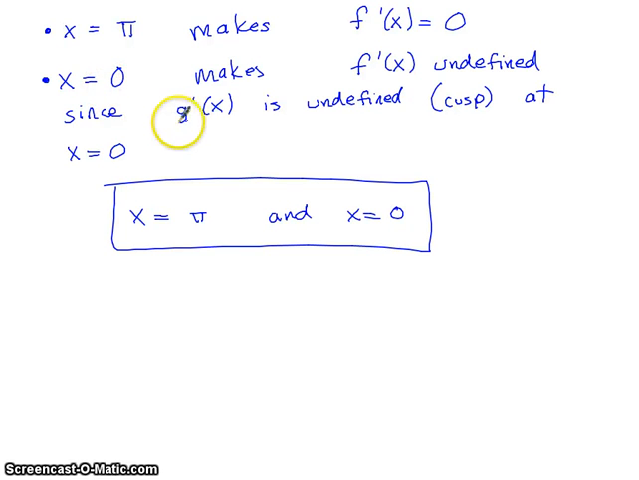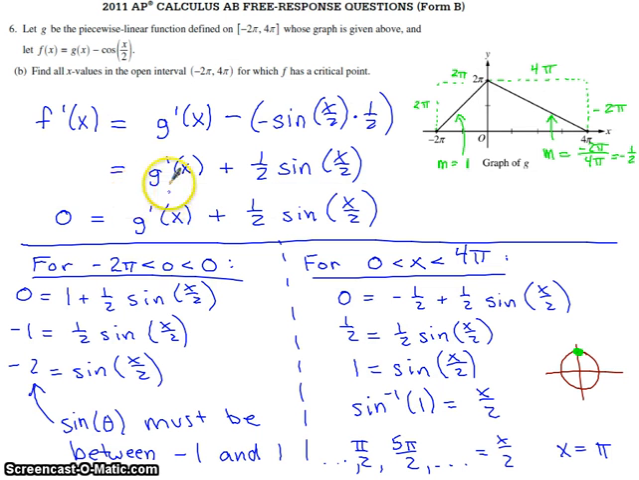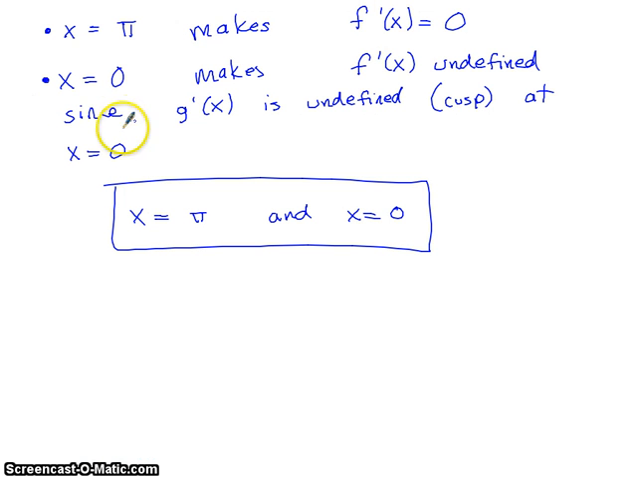And since f prime depends on g prime, I know that f prime is going to be undefined wherever g prime is undefined, and that happens at this cusp that has an x value of 0. So I have these two values that are going to be critical numbers. x equals pi makes the derivative 0. x equals 0 makes the derivative undefined.